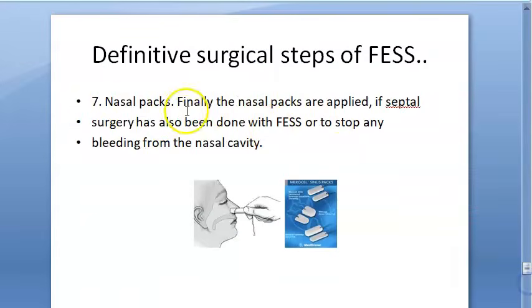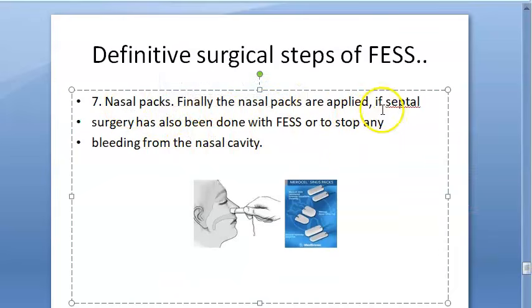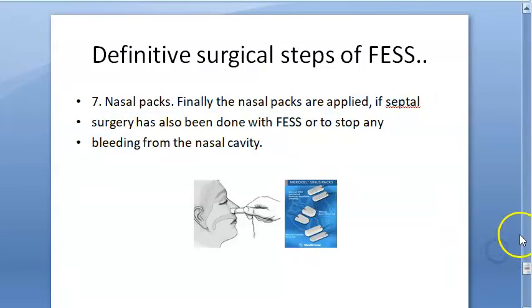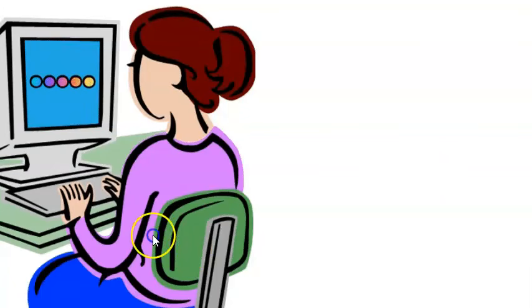Now let's go to the last step, nasal packs. Finally, nasal packs are applied. If septal surgery has to be done, you can do that. If you have done septal surgery, then only they're saying you need nasal packs. Finally, the nasal packs are applied if septal surgery has also been done with FESS or to stop any bleeding from the nasal cavity. So we are done with the definitive steps of FESS.